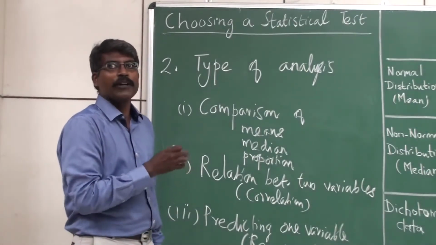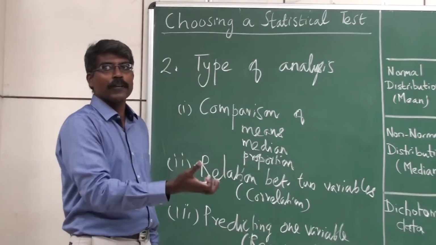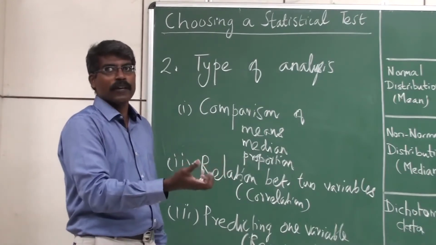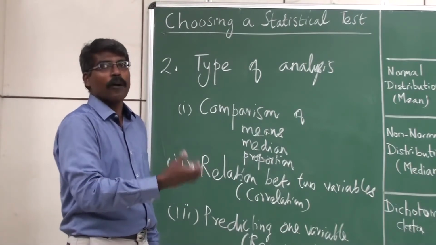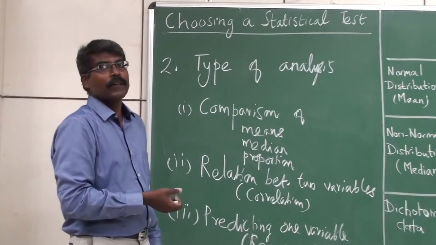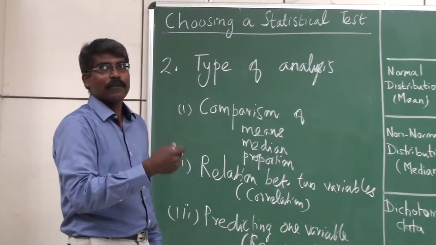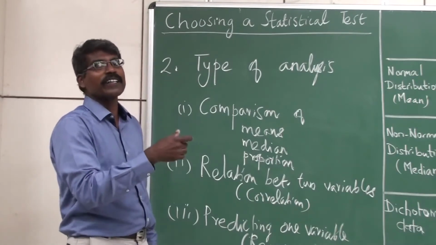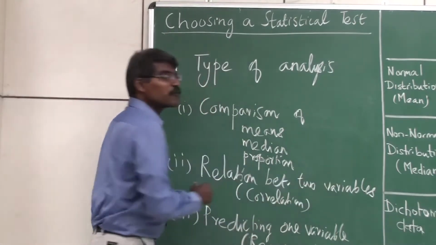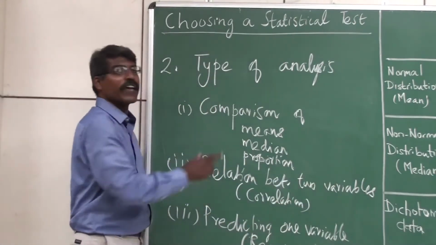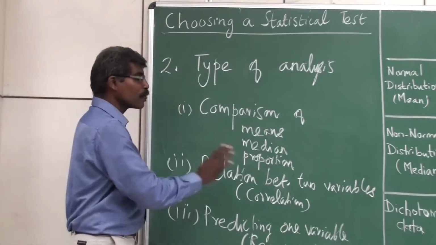We are measuring body weight in one group of patients, say 50 people. In that group of 50 people, we are measuring body weight, and in the same group, I am also measuring blood pressure. Now I want to know whether as body weight increases, blood pressure increases, or as body weight increases, blood pressure decreases. So I want to find out, is there a relation between these two variables? Please remember, these two variables are measured in the same subjects in that one group. So we have only one group here.